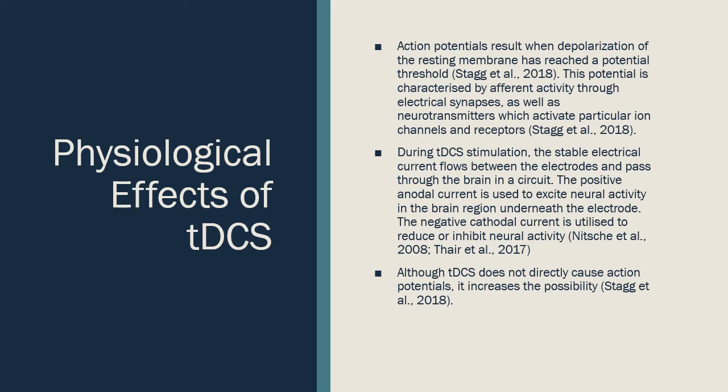and receptors. During tDCS stimulation, the stable electrical current flows between the electrodes and passes through the brain in a circuit. The positive anodal current is used to excite neural activity in the brain region underneath the electrode. The negative cathodal current is used to reduce or inhibit neural activity. Although tDCS does not directly cause action potentials, it increases the possibility.